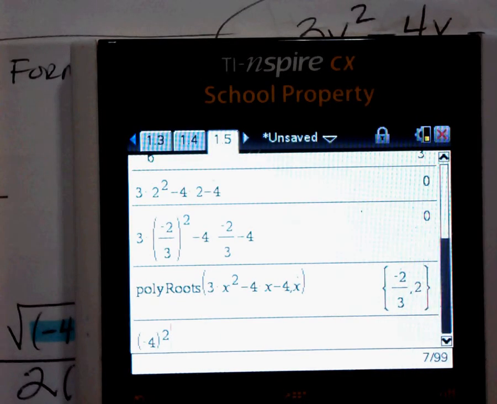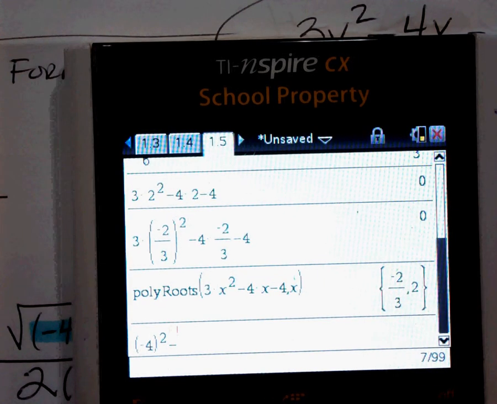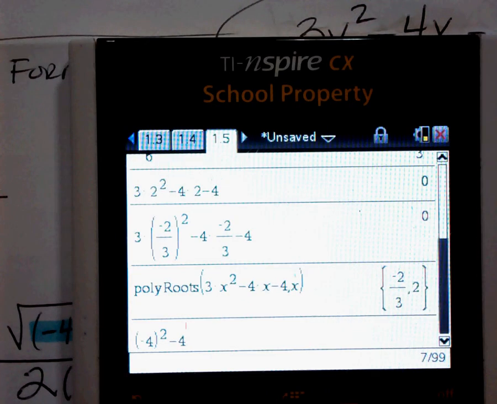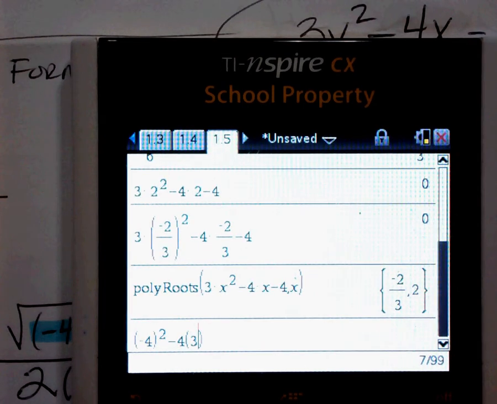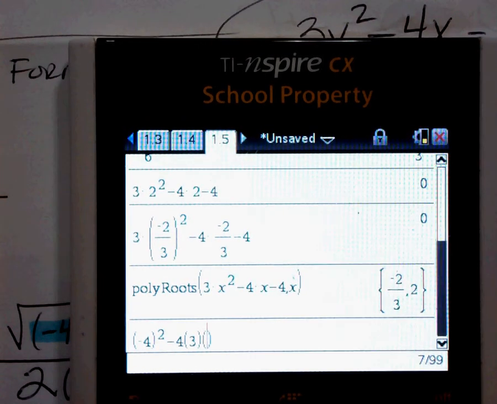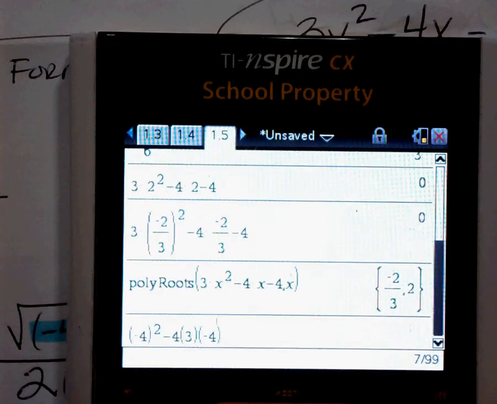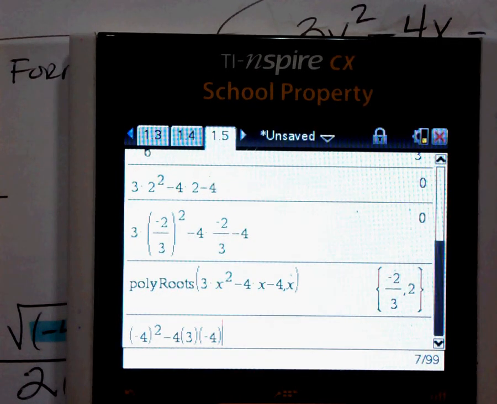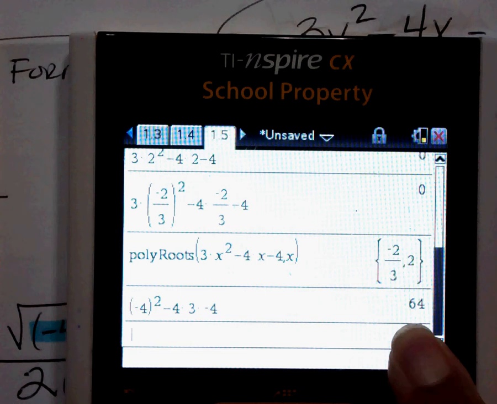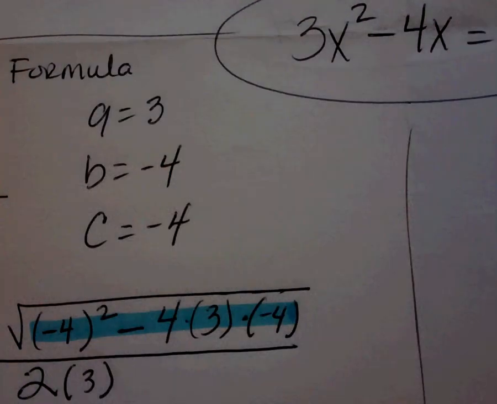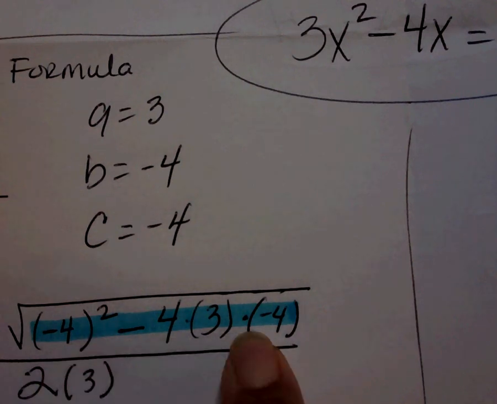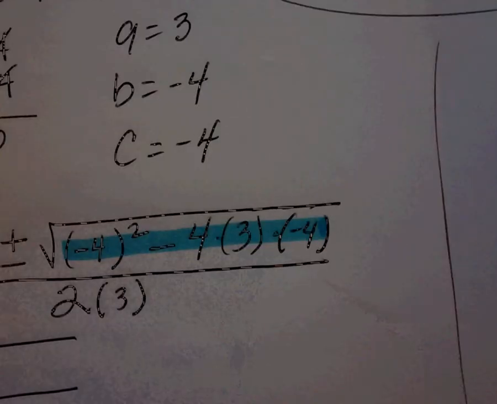Okay, and then you would do minus, because in the song we do B squared minus 4, not negative 4, but minus 4 times A, and A was 3, times C, and C was negative 4. And it gives us 64. So remember earlier I said that it would be 16, and then this would be plus 48, and that would give you 64, wouldn't it?